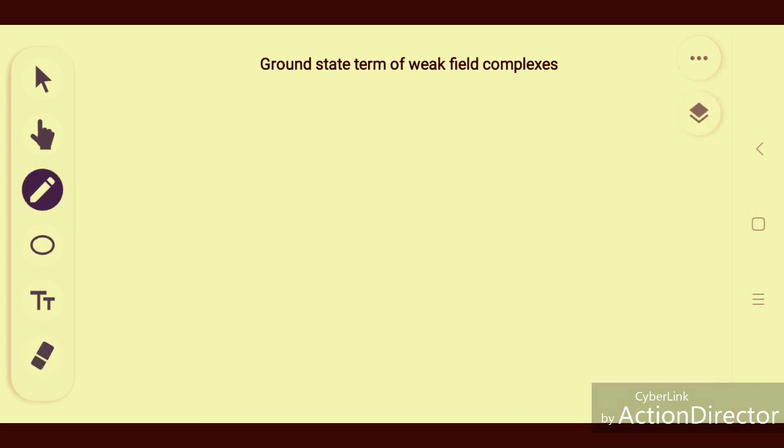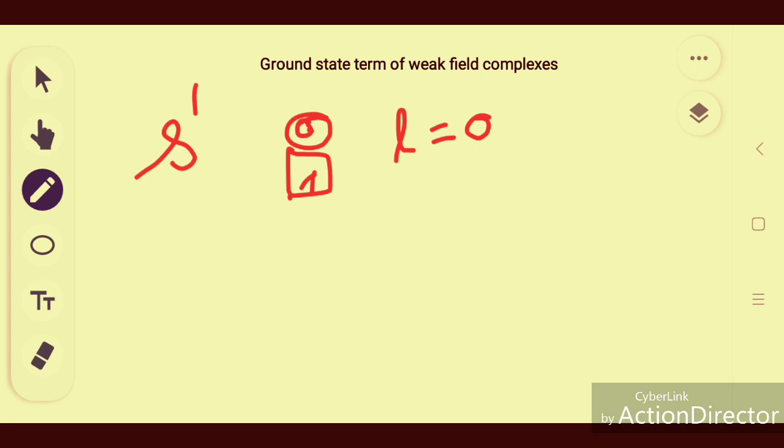Let's take an example of a simple configuration, s1. One electron is present in the s orbital. For this s orbital, the value of small l is 0. Only one electron is there, so capital L will also be 0. Then what will capital S be? Because there is only one electron, capital S will be plus half. So L is 0.